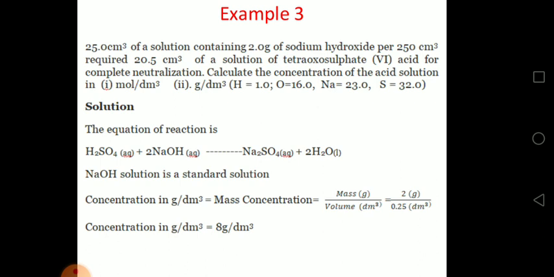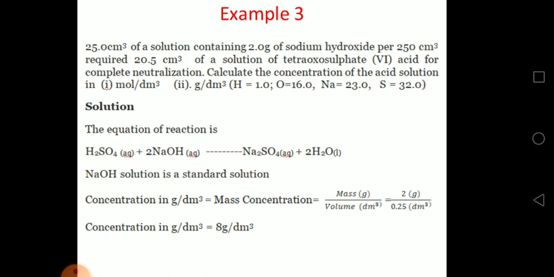So we are required to use this standard solution of sodium hydroxide to determine the concentration of tetraoxosulfate(VI) acid. As you can see, we are not given the concentration in this titration, but we are given the volume of acid. So we assume that the titration has been done, and the average titer value, which is the volume of acid used here, is 20.5 cm³. So to do this, the first thing to do, don't forget, I've given you 7 steps to doing this.